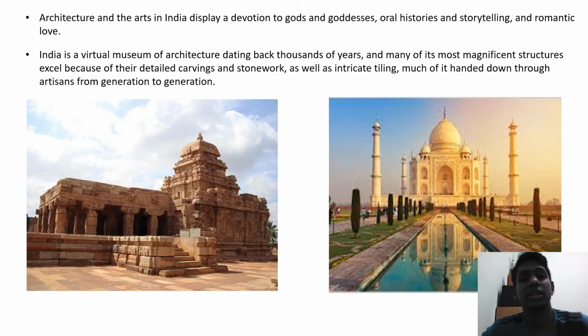Architecture and arts in history display a devotion to gods and goddesses, oral history, storytelling, and romantic love. The second picture, the Taj Mahal, represents love, a romantic place, and there is a story behind the Taj Mahal. The first picture shows a temple, showing a devotion to God.